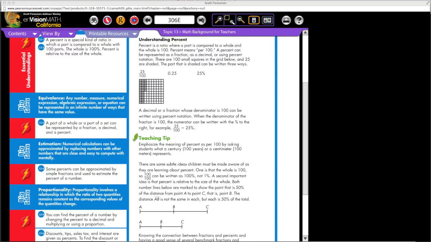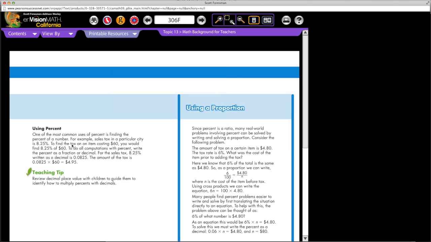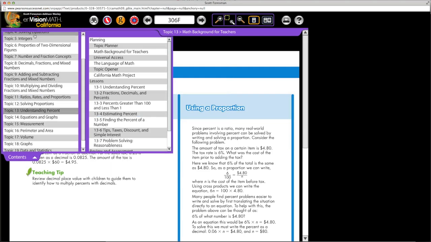Okay, and then if you look to the next page for the math background for teachers, it talks about using percent and using a proportion to solve problems involving percent. But we're not going to get into that this week, because that will be for next week, because the first week of topic 13, you're really doing that review of 5th grade standards. So let's go ahead and take a look at lesson 13.1.